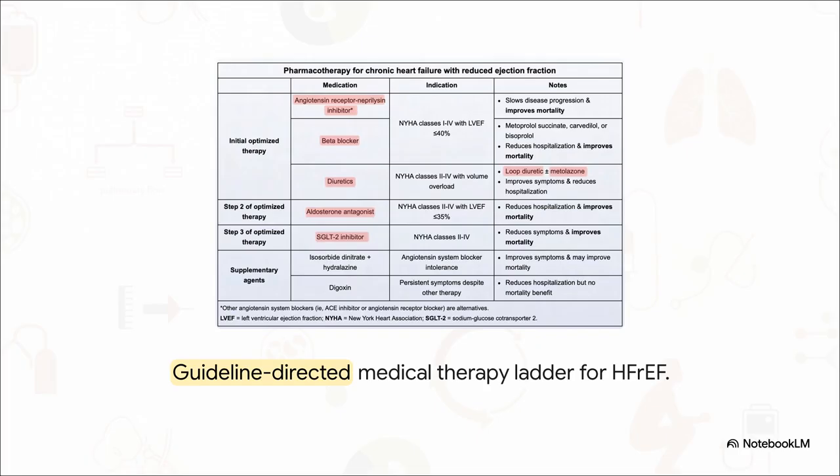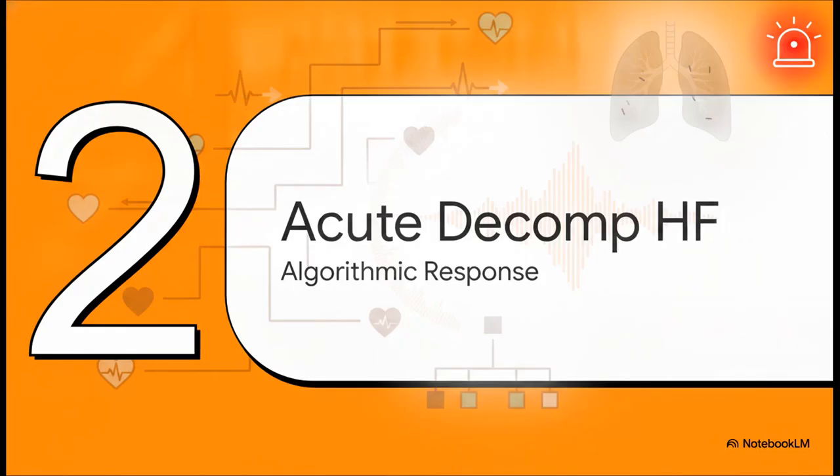Notice that diuretics, like furosemide, are strictly on there for volume overload to improve symptoms. They don't give you a mortality benefit. As you move up the ladder to steps 2 and 3, you add a mineralocorticoid antagonist and an SGLT2 inhibitor. These are total game changers because they slash hospitalizations and, again, improve mortality. This sequence right here, it's pure high-yield gold. Memorize it.